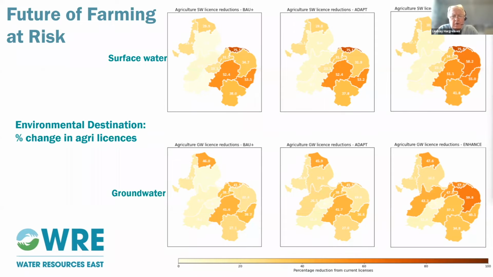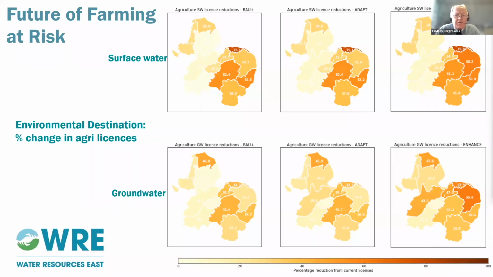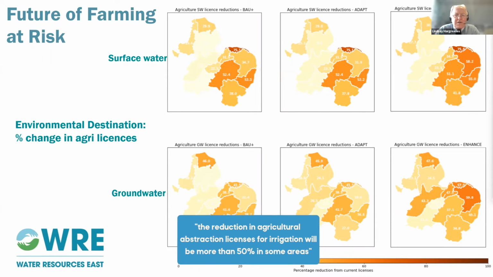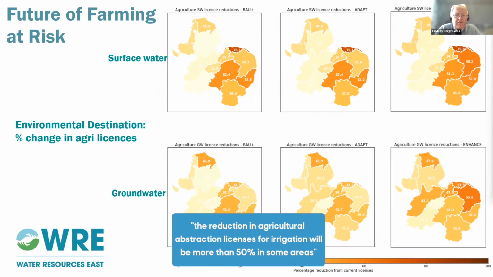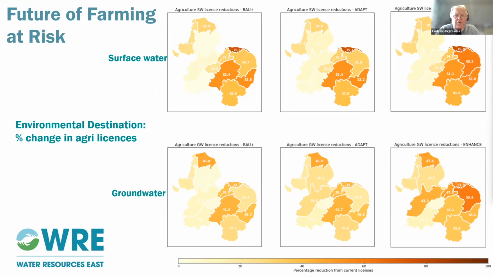In order to meet national and regional requirements in terms of restoring our river environments, restoring the water ecology in its broadest sense, will require us to change the way that we are abstracting at the moment. If I just pick on surface water abstractions, the top left picture, you can see that agricultural abstraction licenses for irrigation will have to be reduced by more than 50% in some areas in order to meet those environmental needs.